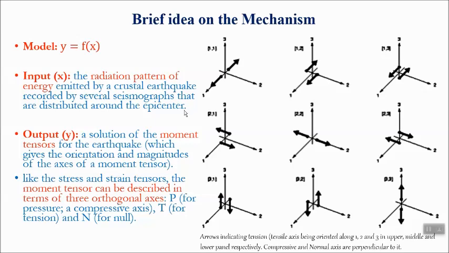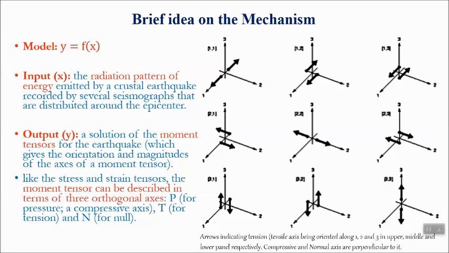Now what is a moment tensor? Moment tensor means these are the couples, these two forces. Now what is a tensor? We have already discussed tensors in our previous class. These are like vectors. They have magnitude and direction, but they are a function of the coordinate plane.